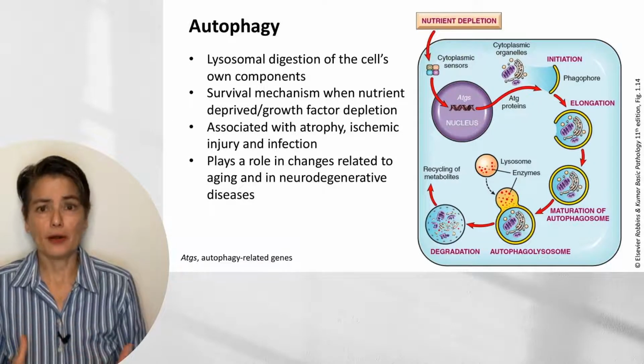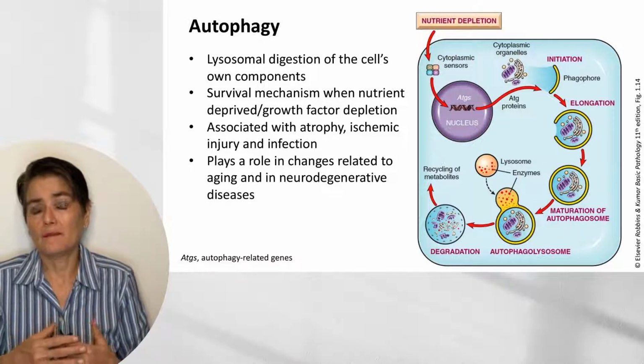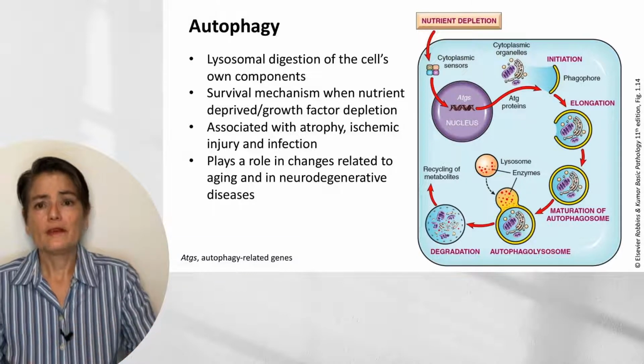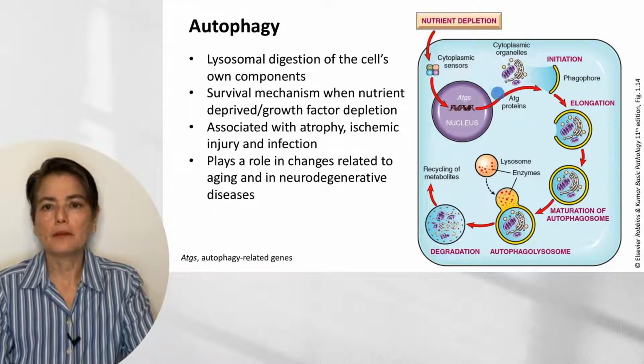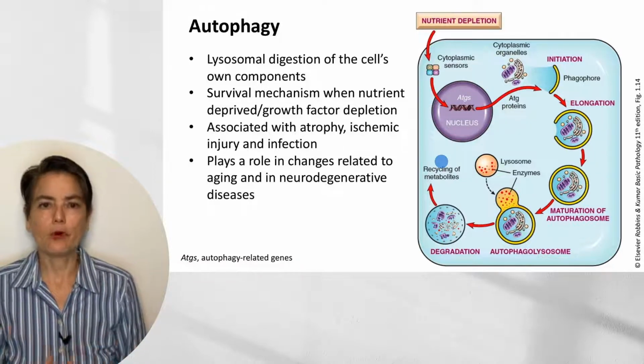This is a really important process, and in fact was so important it was the subject of a Nobel Prize. The actual process, which I show here in this very beautiful image, is pretty straightforward. The cell senses nutrient depletion or depletion of growth factors through cytoplasmic sensors, which then stimulate a number of genes, autophagy-related genes, making proteins. And this is going to cause a membrane to form around the cytoplasmic organelles to be digested. It basically forms a little bubble and will fuse with the lysosome, causing degradation of the materials within and recycling of our metabolites. So pretty straightforward.